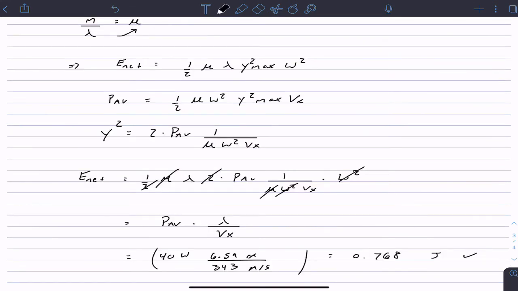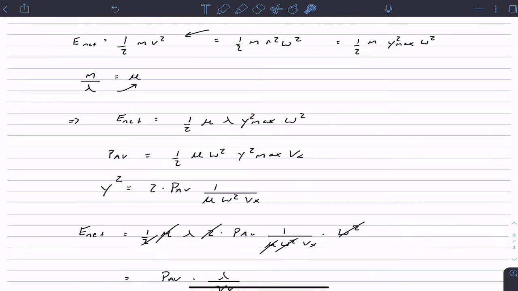I'm not sure if I mentioned this also, these relationships and this derivation can also be found around page 500. So if you want to have a more in-depth look at these concepts, that's where you can find it.